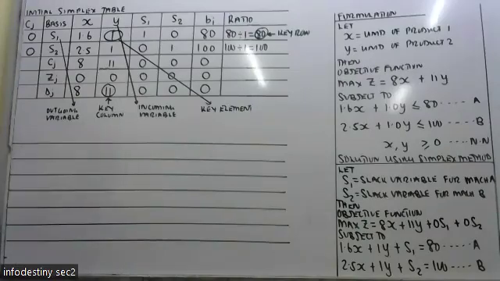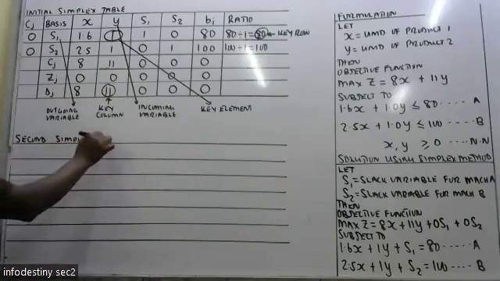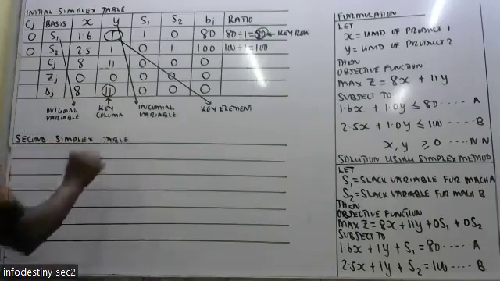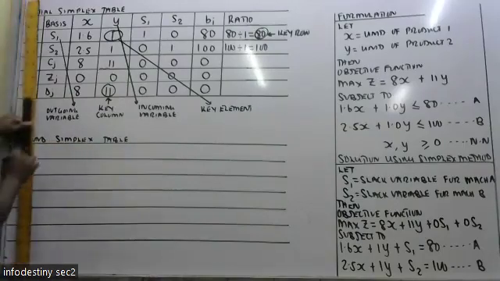At that juncture, we now prepare the second table because we found that this one was not optimal. So you now have to do the second table. Remember, the initial is like the first. So the second simplex table. The second simplex table.